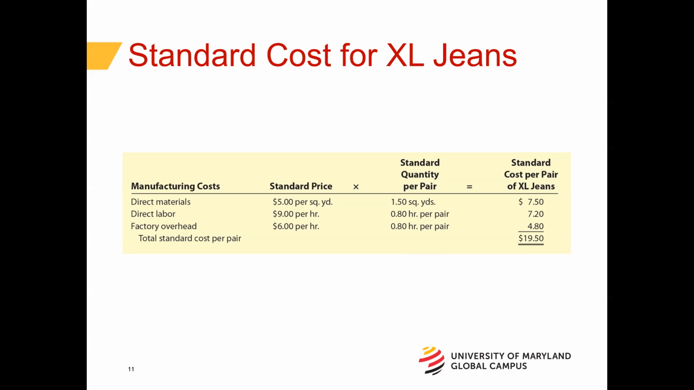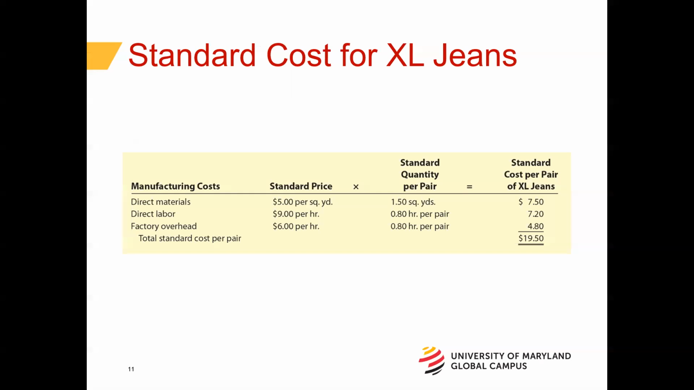Well, it's like 47 minutes, roughly. So you take your $9 per hour times the 47 minutes, or 0.8 hours, because it's a fraction out of 1, right? So that gets you $7.20 of direct labor. For factory overhead, the standard price is about $6 per hour. Factory overhead also takes about 0.8 hours per pair of extra large blue jeans, which gets us $4.80 for factory overhead.